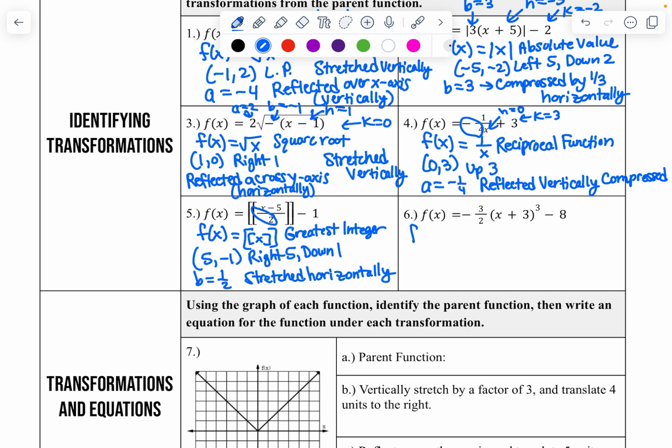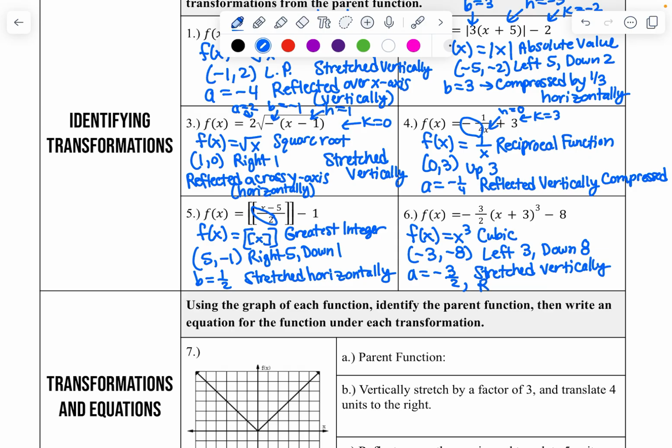Number 6, we've got a cubic function. So here our locator point is (-3, -8), so left 3, down 8. And then a equals -3/2. So it's stretched vertically because 3/2 is bigger than 1, and it's reflected vertically over the x-axis because it's negative.